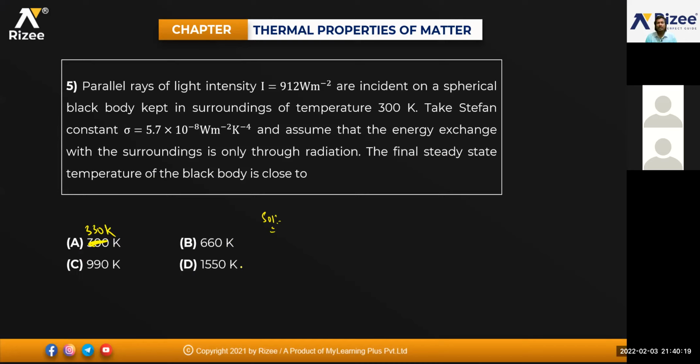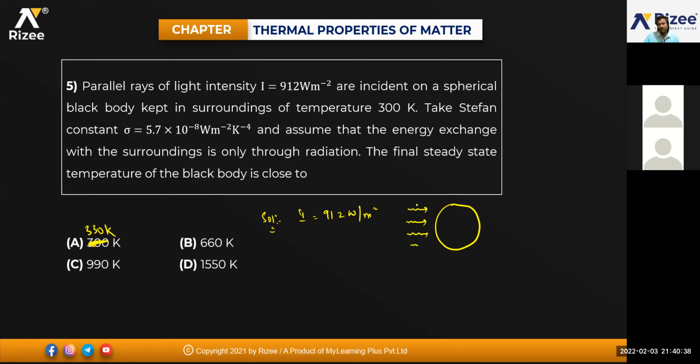A parallel beam of light of intensity I equals 912 watt per meter square is incident on a spherical body. This is your spherical body. So we need to take only the projected area on which this ray of light is being incident.